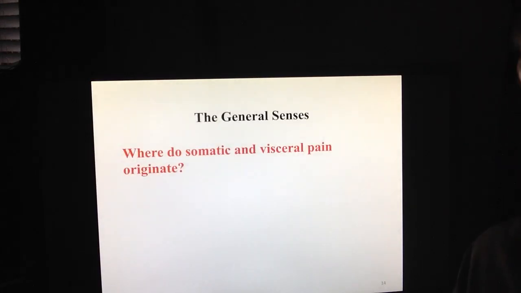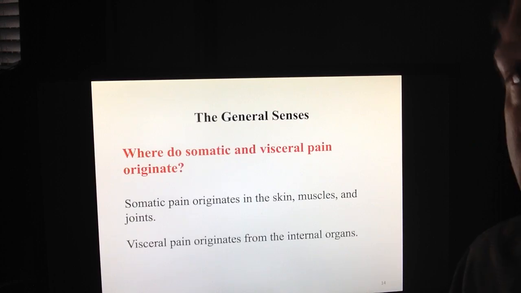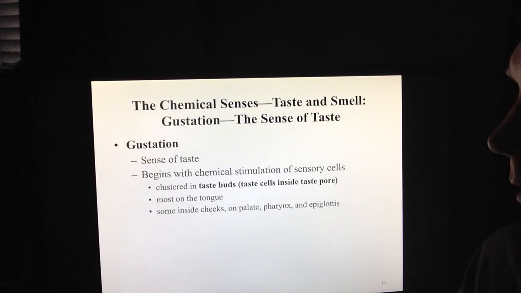All right, a little review question. What's the difference between somatic and visceral pain? Somatic is body pain and visceral is organ pain. All right, gustation, our new word for sense.